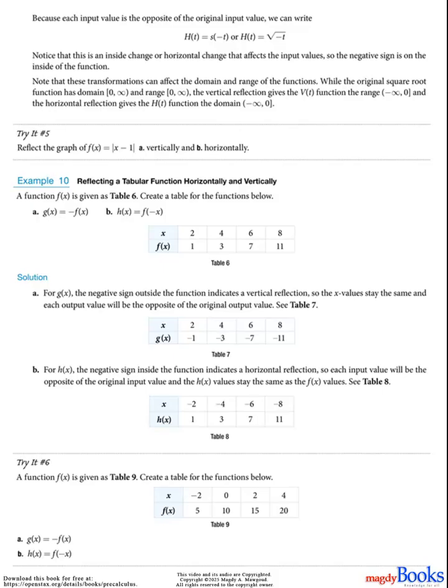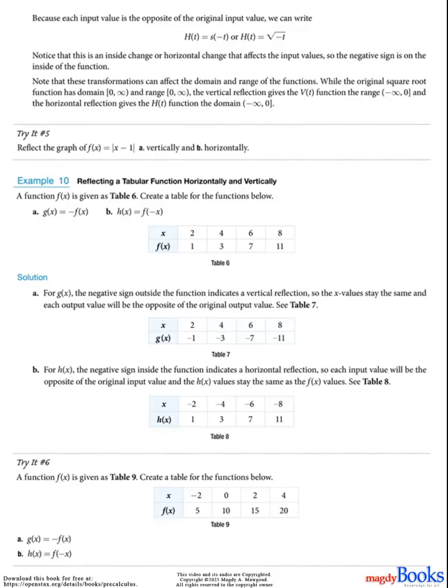Note that these transformations can affect the domain and range of the functions. While the original square root function has domain [0, infinity) and range [0, infinity), the vertical reflection gives the v(t) function the range (negative infinity, 0], and the horizontal reflection gives the h(t) function the domain (negative infinity, 0].